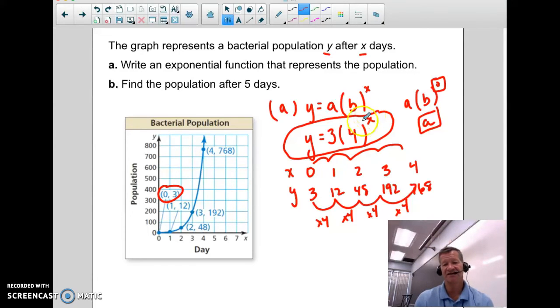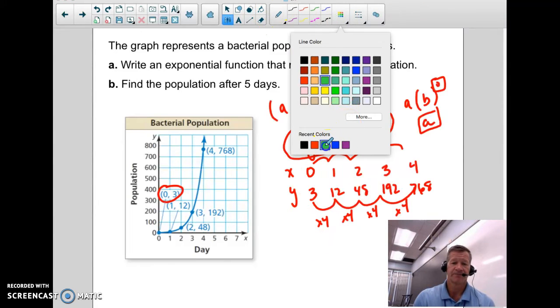If I wanted to check to see if it's correct, I can put in any one of these x numbers and I should get its corresponding y value. Okay, so for example, if I put 3 in for x, 3 times 4 to the third power should give me 192. And of course it does. All right, let's try one more.